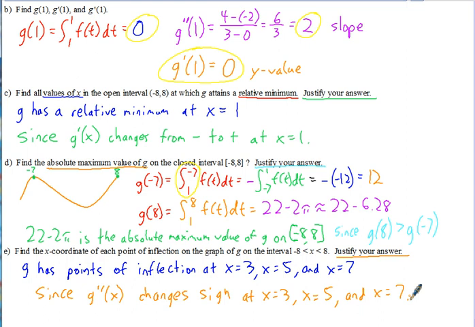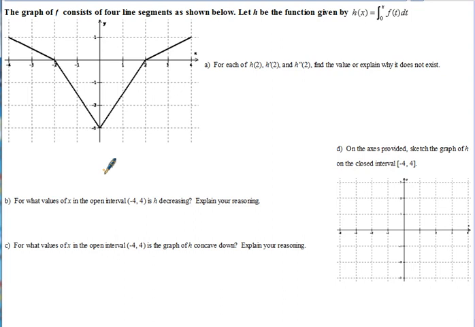Let's take a look at another example now. This one says the graph of f consists of 4 line segments, as shown below. Let h be the function given by h of x equals the integral from 0 to x of f of t dt. So let's find h of 2, h prime of 2, and h double prime of 2. It says for each of those, find the value or explain why it does not exist. So let's start with h of 2.